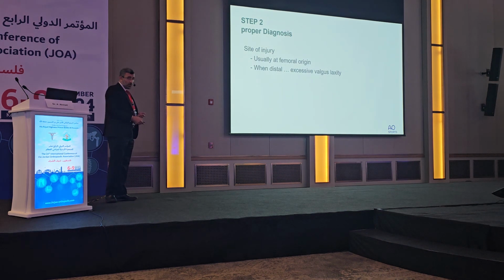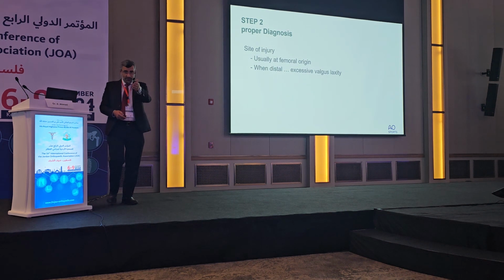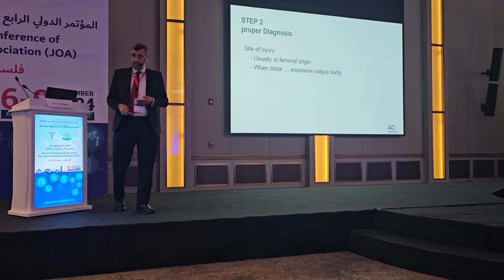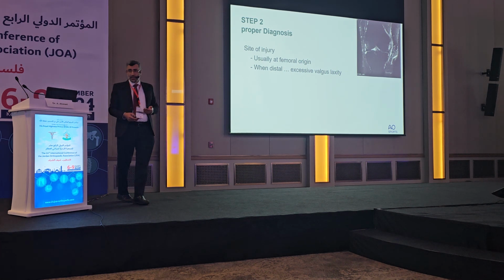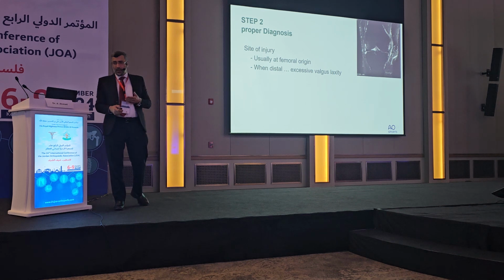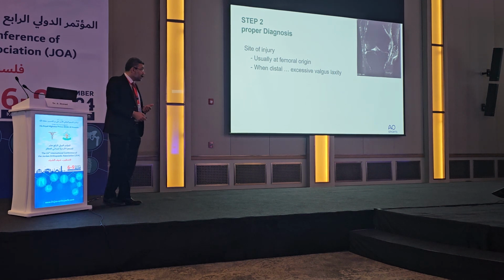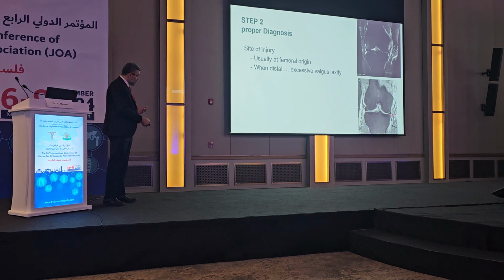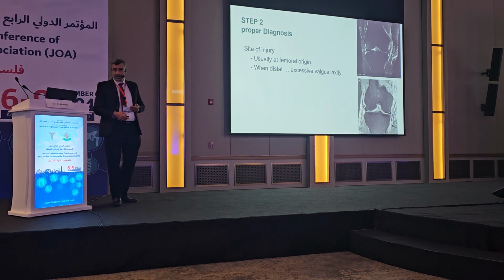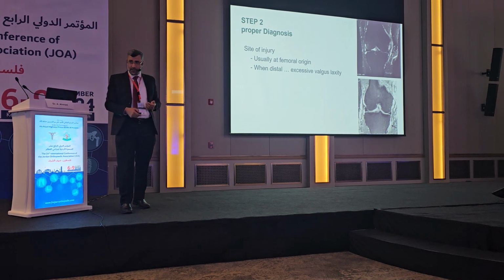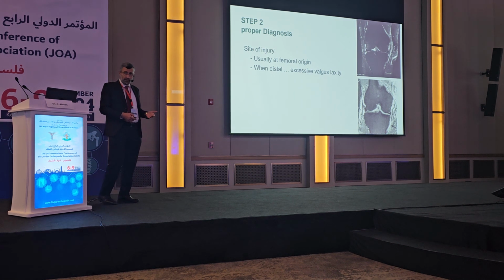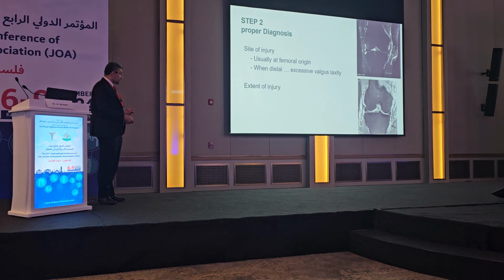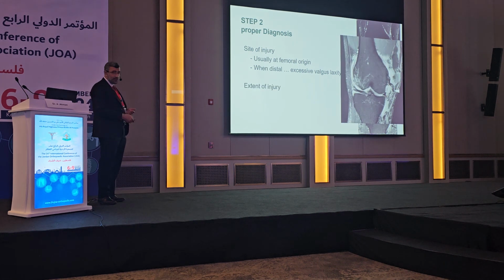Now, also we have to know the site of injury. Is it different? Important? In MCL, for example? Yes, sure, because we know if it is on the femoral side, this causes less instability and is even amenable to conservative treatment if isolated. While if it's here distal, this causes very excessive valgus instability. So most of these distal avulsions need surgical treatment because they are also part of other ligamentous injury. Also the extent of injury, and we have discussed that.